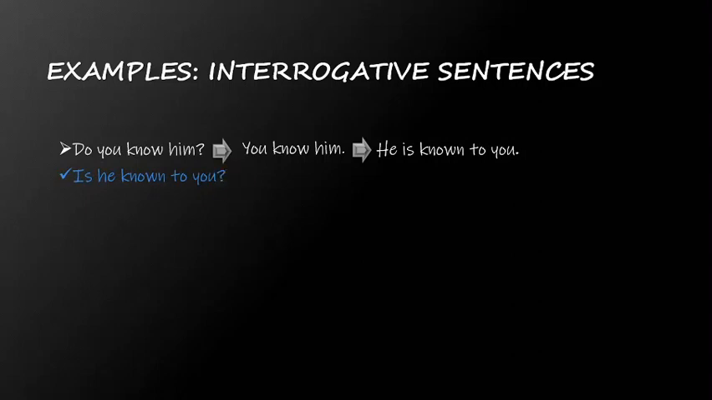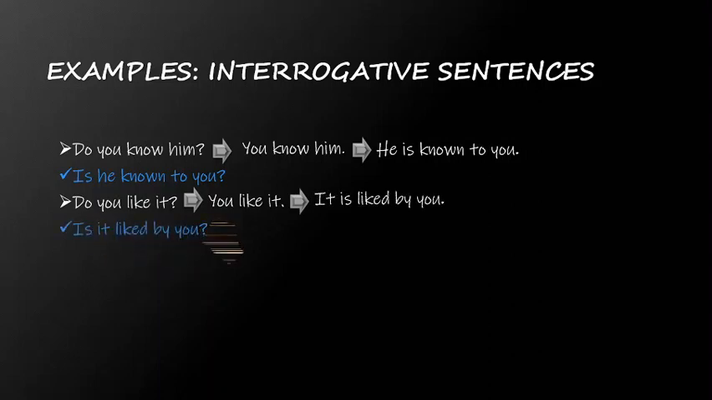Is here is the auxiliary verb, right? So is comes at the beginning. Is he, then the verb known to you. As simple. Let us have another example. Do you like it? Again, we can say you like it, and then we can convert it into it is liked. And finally, we can say is it liked by you by converting the statement into interrogative again.